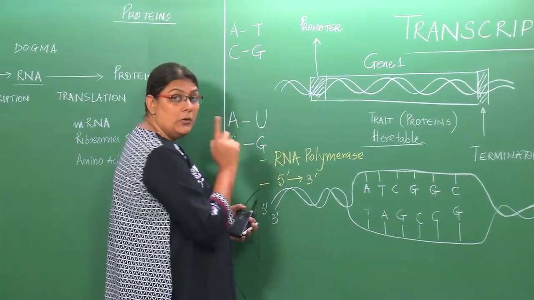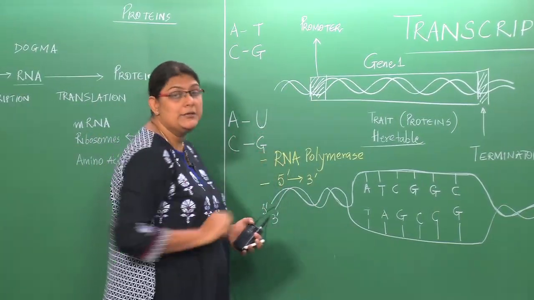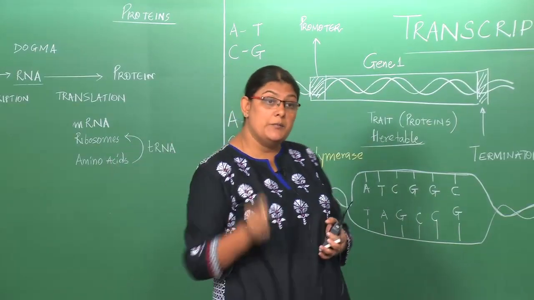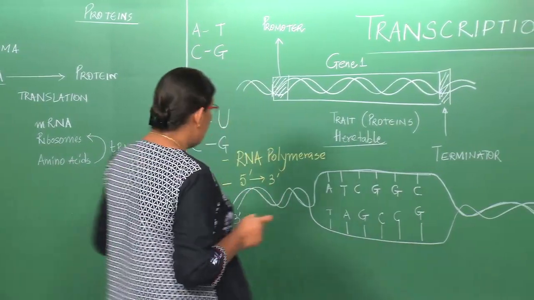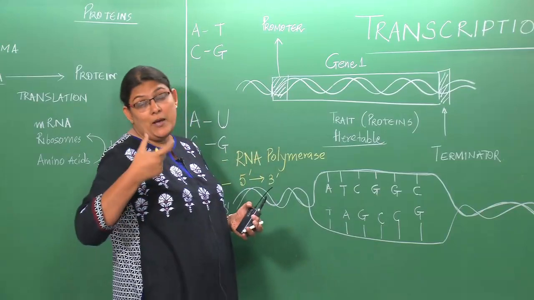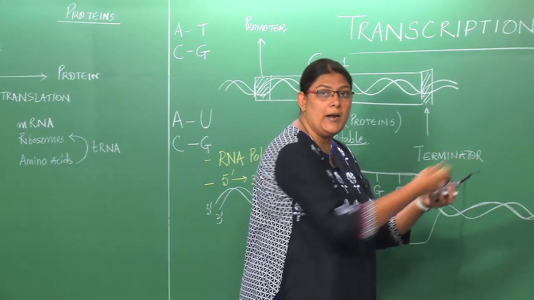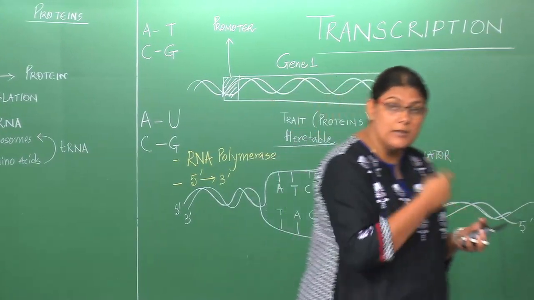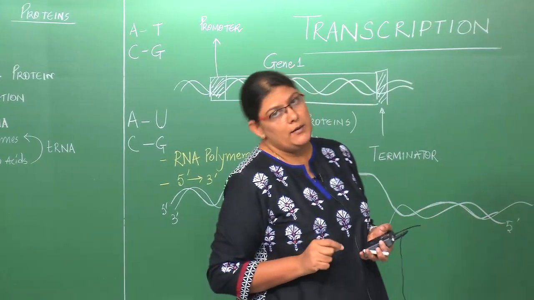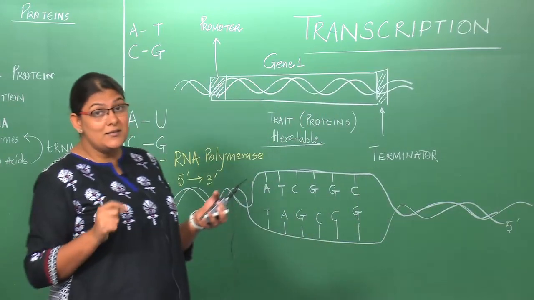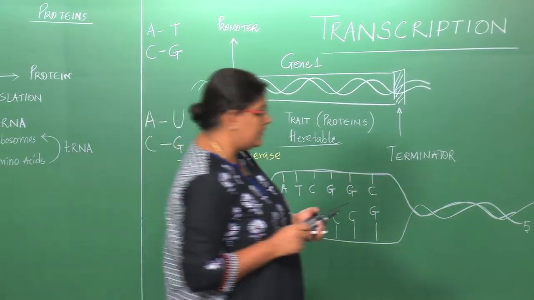And one of the major differences RNA polymerase has from a DNA polymerase is that DNA polymerase had to have a primer. It had to have a foundation on which it could then go on adding the deoxynucleotides. That is not required in case of RNA polymerase. So, in that sense RNA polymerase is a smarter enzyme.